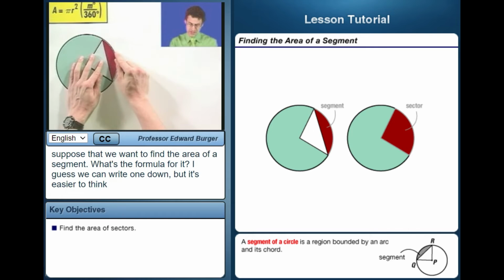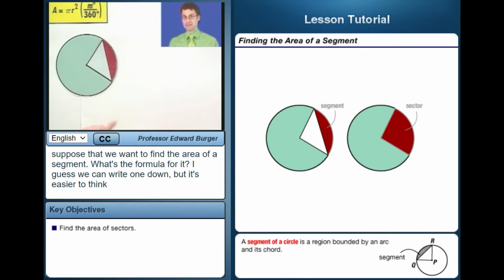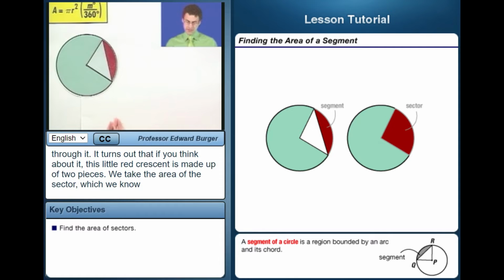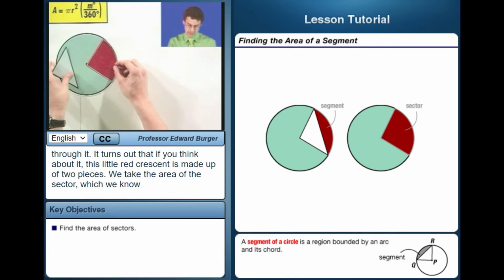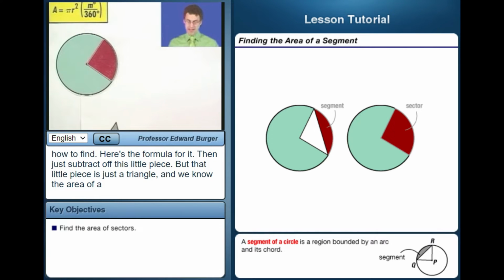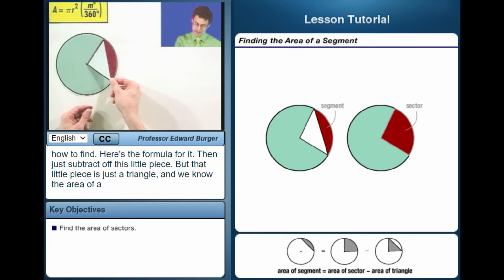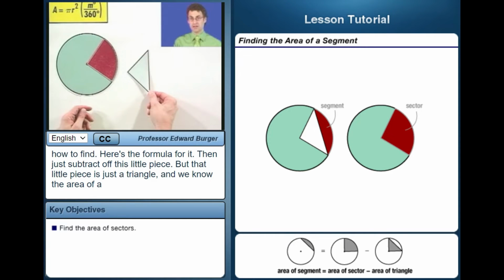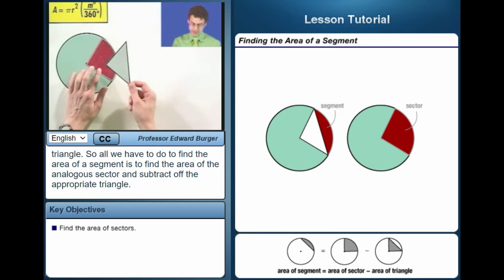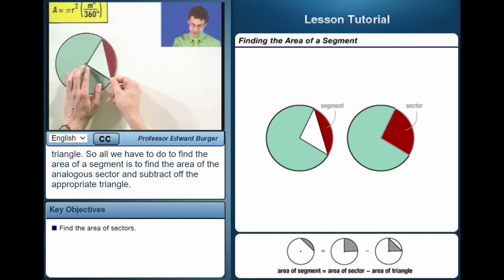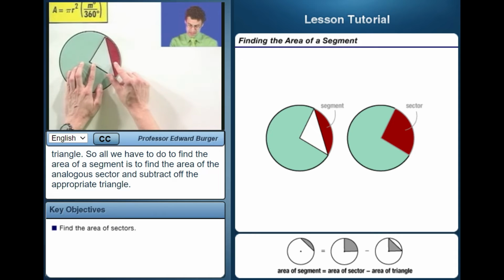Anyway, suppose that we want to find the area of a segment. Well, what's the formula for it? I guess we can write one down, but it's easier to think through it. If you think about it, this little red crescent is made up of two pieces. We take the area of the sector, which we know how to find, and then just subtract off this little piece. But that little piece is just a triangle, and we know the area of a triangle. So all we have to do to find the area of a segment is to find the area of the analogous sector and subtract off the appropriate triangle.